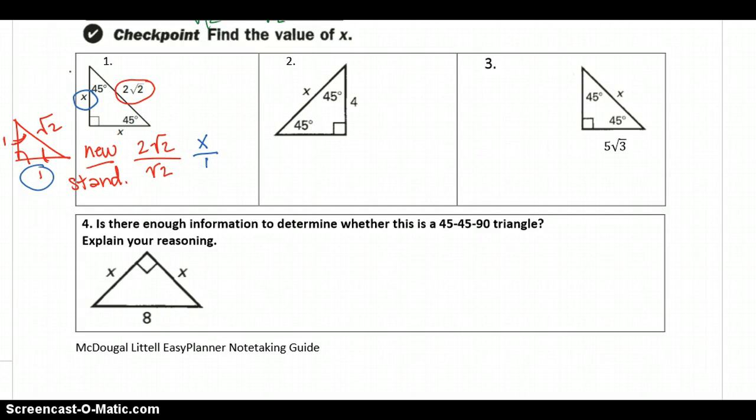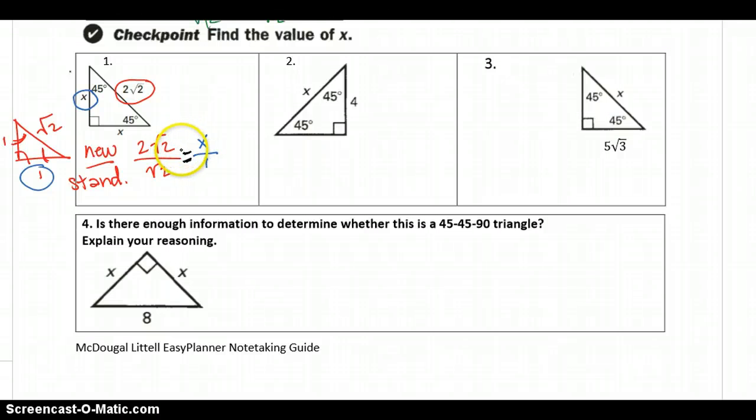I have two fractions. Do these fractions have to be equal to each other? Are these both 45, 45, 90 triangles? So are they similar? Do the sides have to be proportional? Yes, so these fractions have to be equal. So I set up those ratios. Now all I have to do is cross multiply and solve for x.